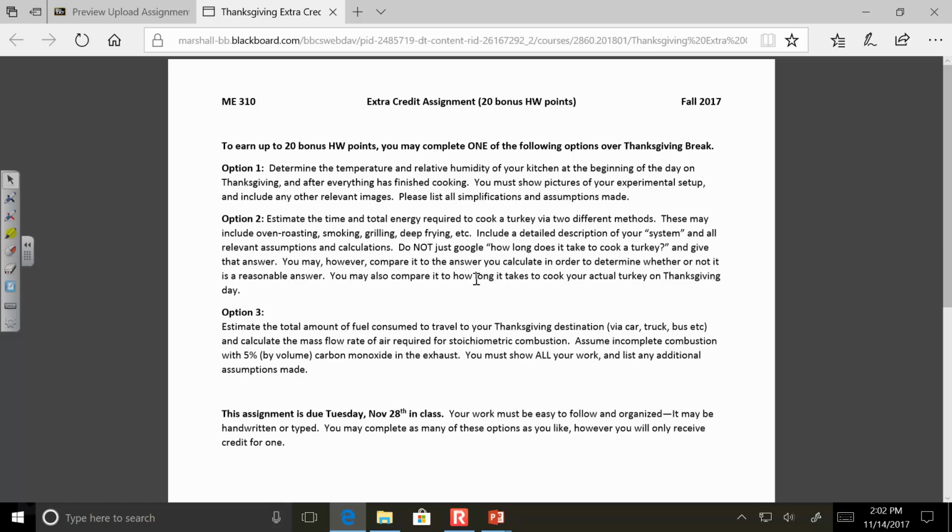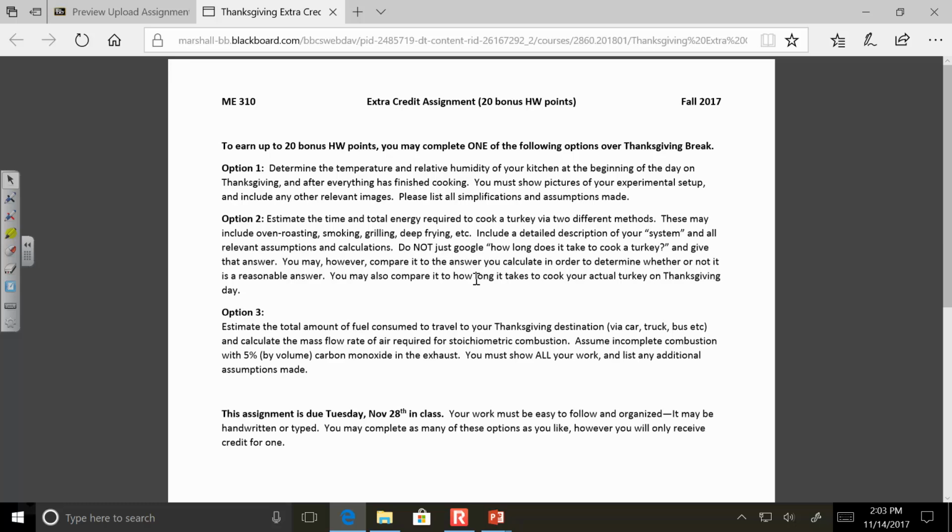And then the third option is estimating the fuel consumed as you travel to your Thanksgiving destination. And I'm assuming most of you are driving. If it's air travel, it's a little bit more difficult because airplane fuel is very different, and it's not something we've studied as far as byproducts and things like that. So there's some assumptions that you need to make with that.